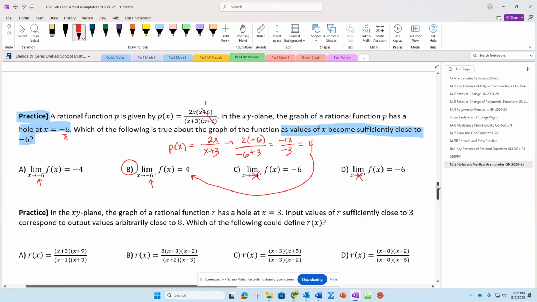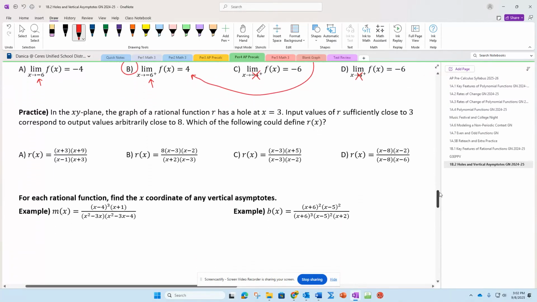All right, let's take a look. We've got another practice problem here. It says, which of the following could define r of x? So again, pause the video, read through this, start it again when you're ready to check your answer.